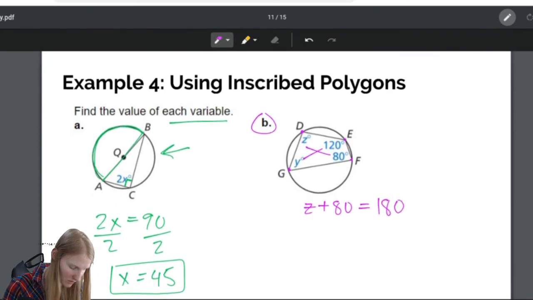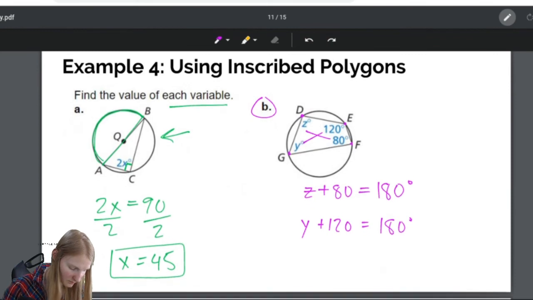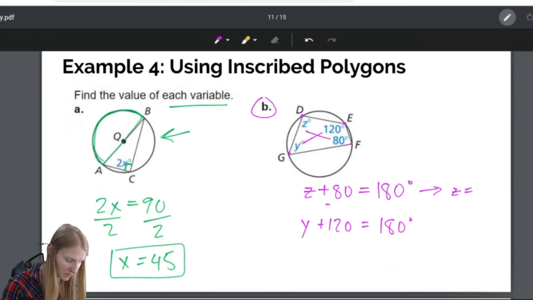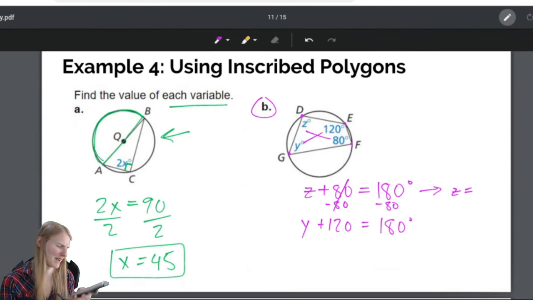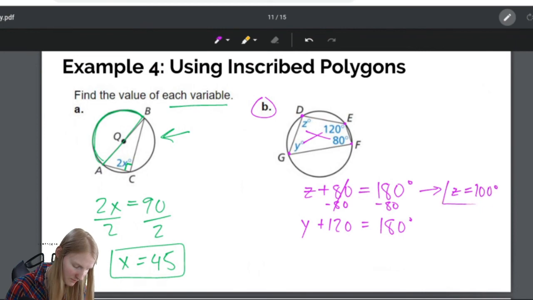They equal 180. And Y and 120, they have to equal 180. Remember, this is what supplementary means, that they add up to 180. So, this means that Z has to be, subtract 80 from both sides. What's 180 minus 80? This means Z is 100 degrees.